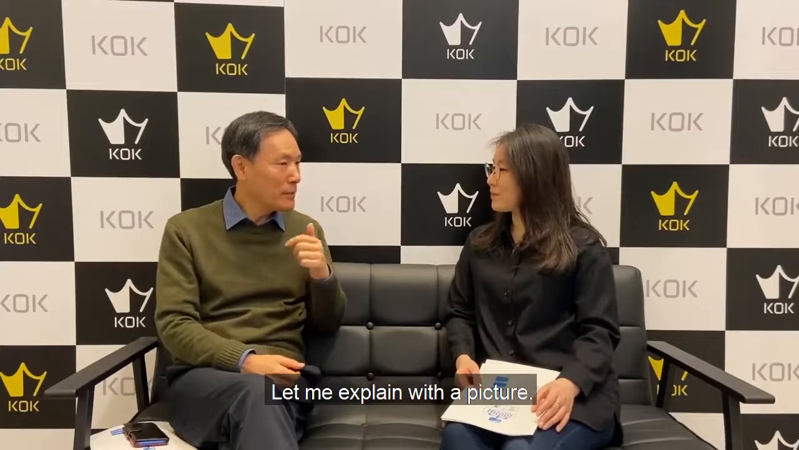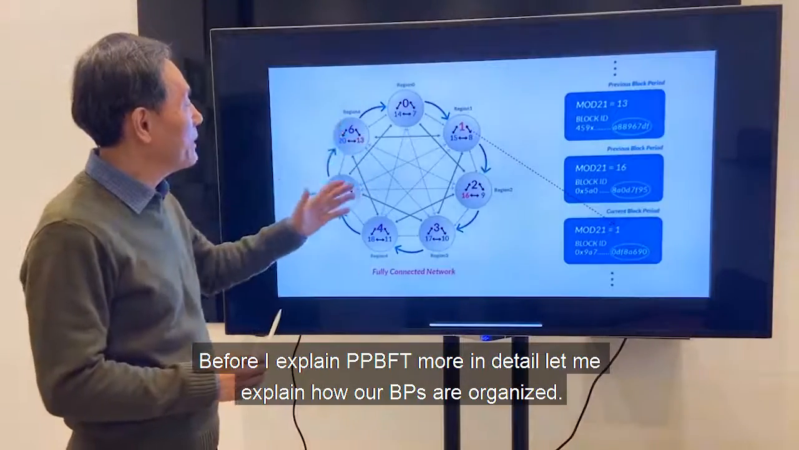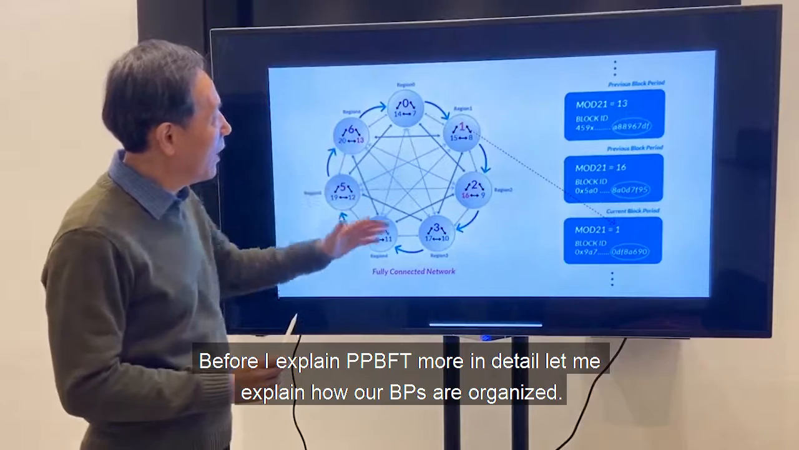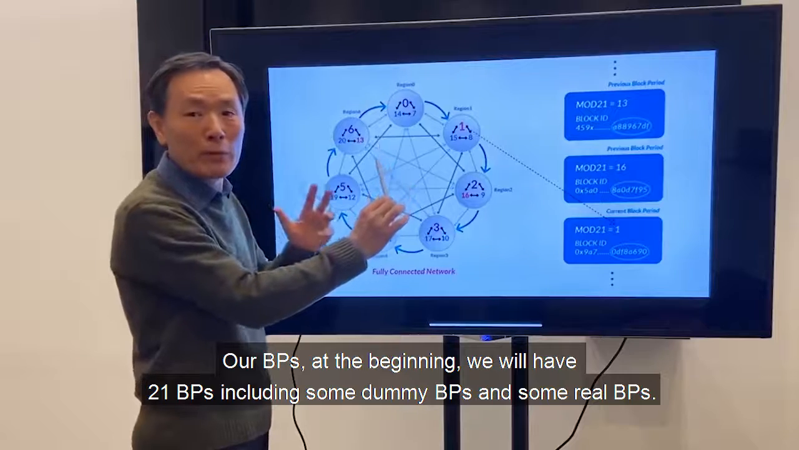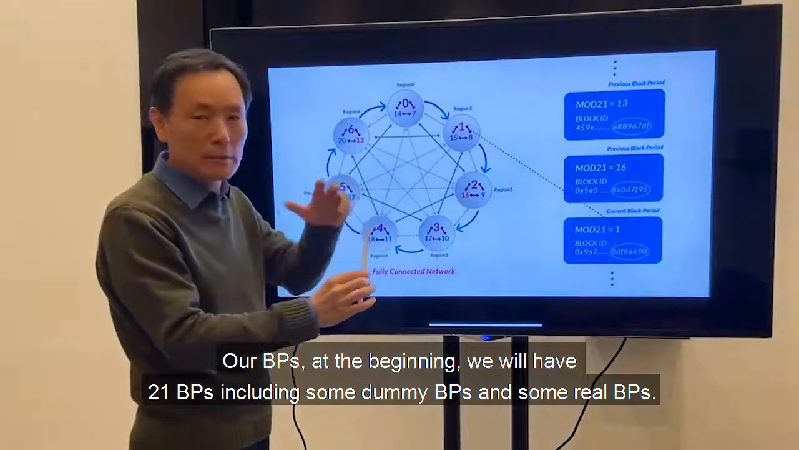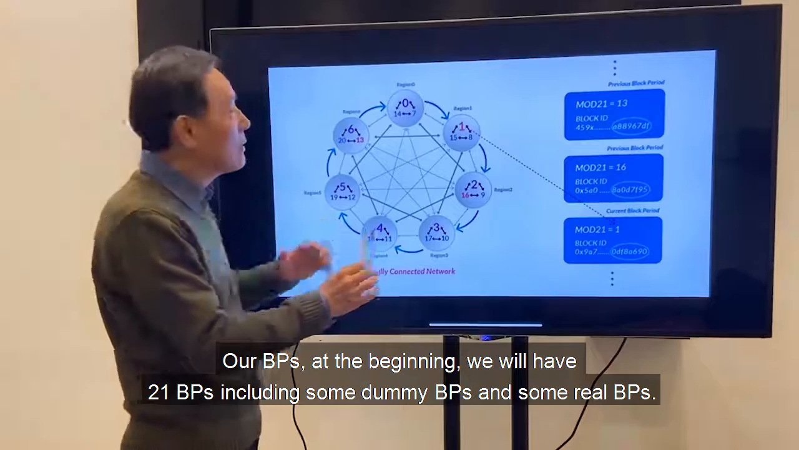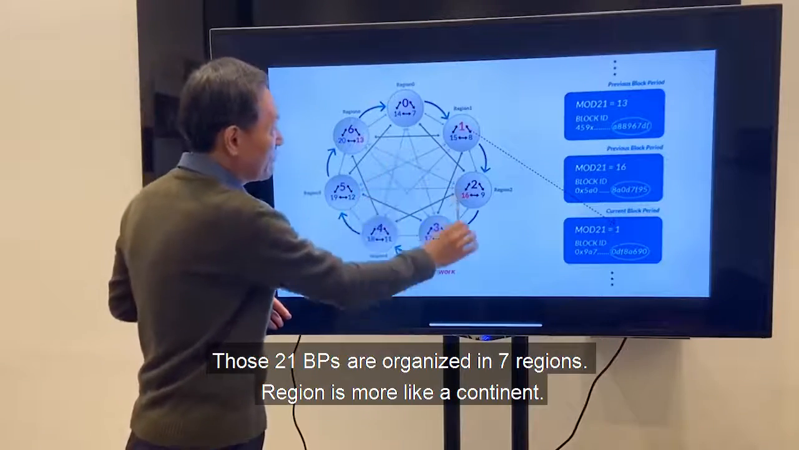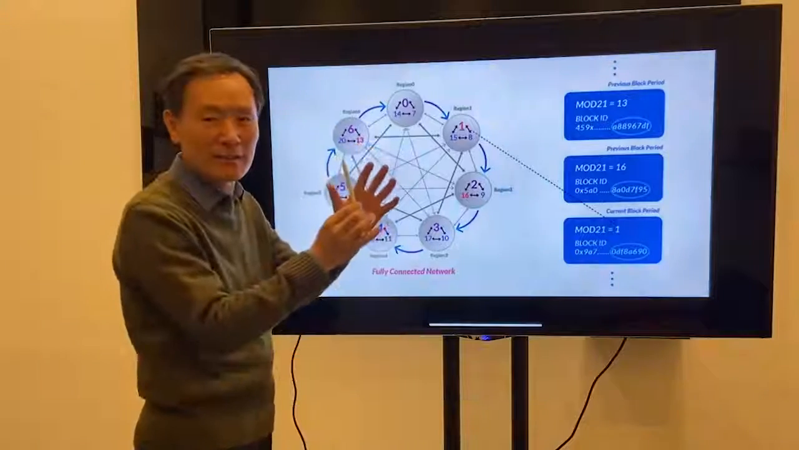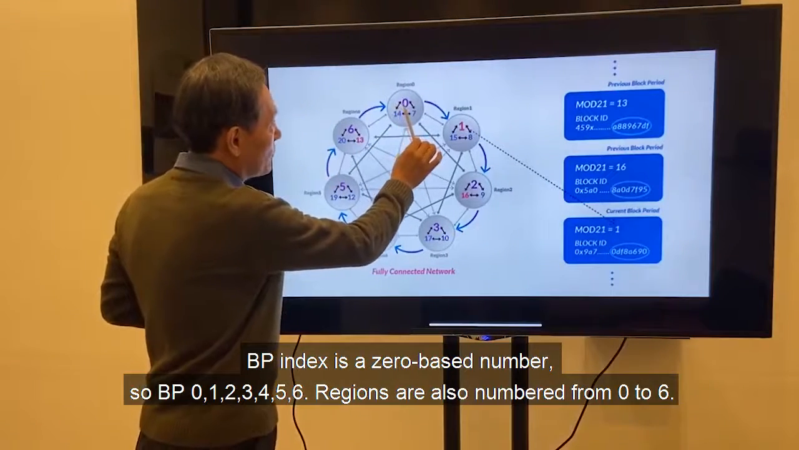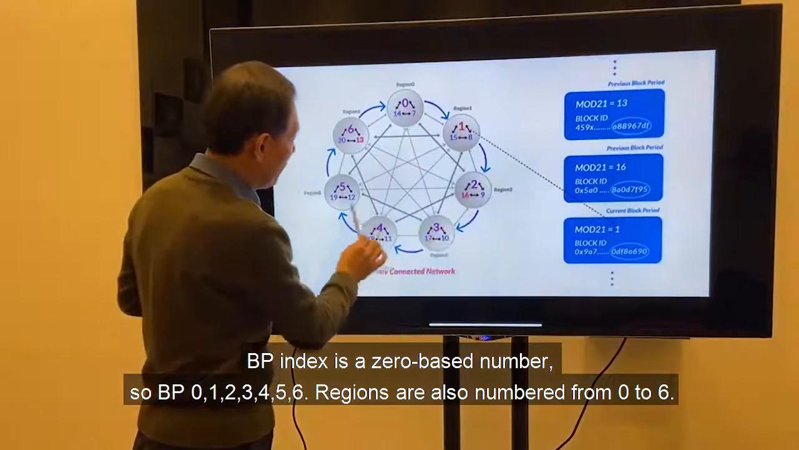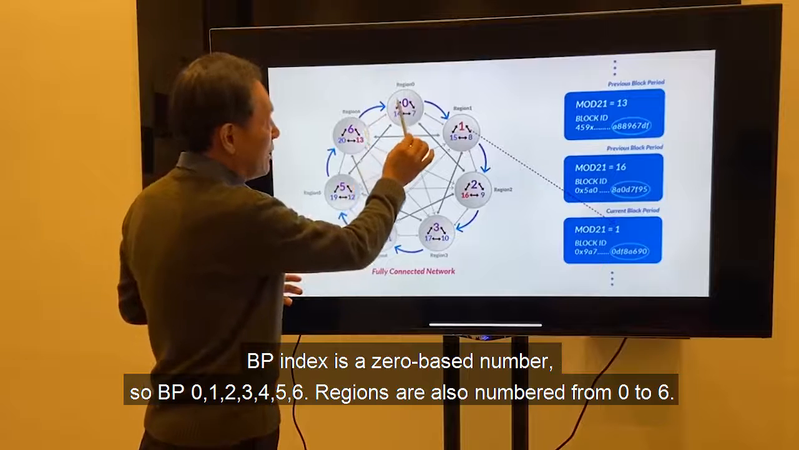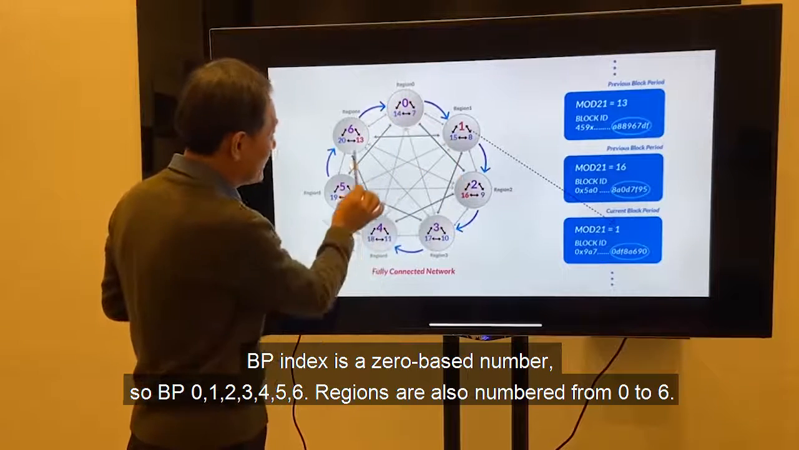So let me explain on a picture. Before I explain PBFT in more detail, let me explain how our BPs are organized. At the beginning, we have 21 BPs, some dummy BPs and some real BPs. Those 21 BPs will be organized in 7 regions, more like continents. BP numbering is zero-based: BP 0, 1, 2, 3, 4, 5, 6. So regions are numbered from 0 to 6.